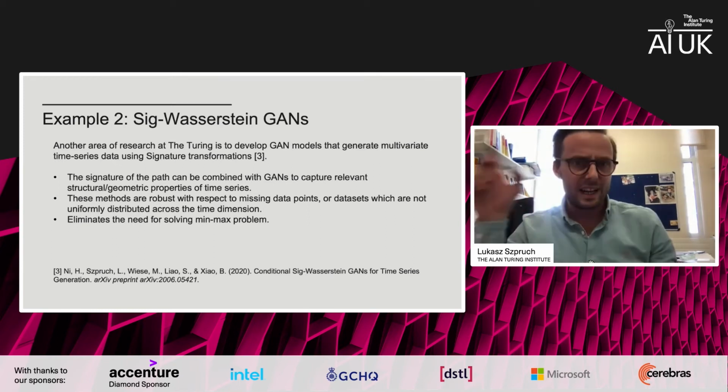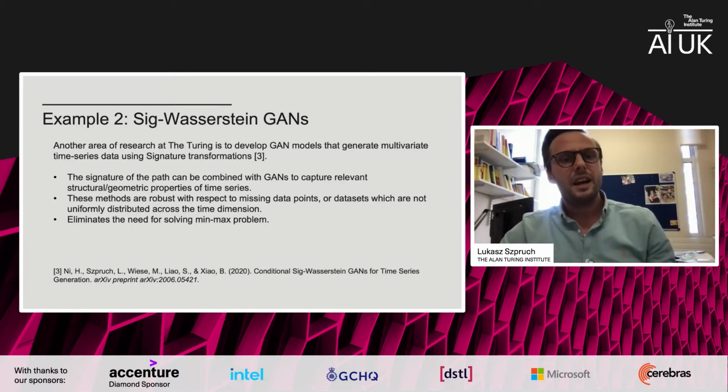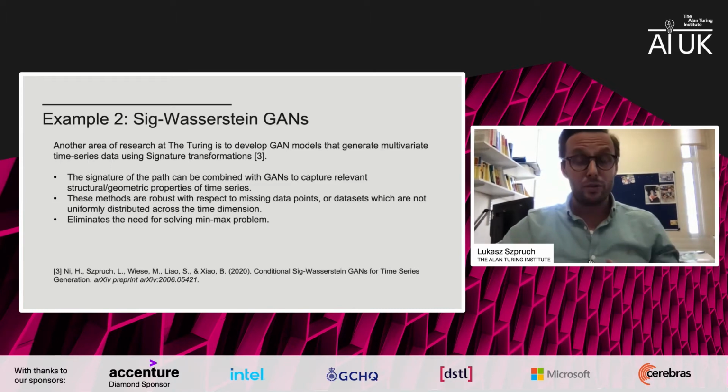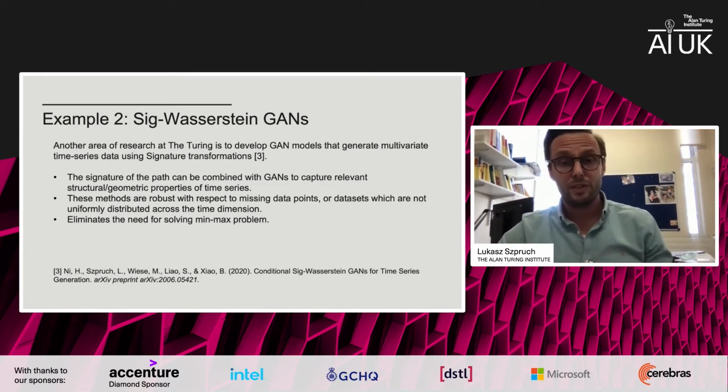And more recently, we've extended that work and demonstrated, by bringing some mathematical tools, that the training of those GAN models can be significantly improved. When training GANs, there is a challenge where we need to solve a difficult optimization min-max problem, and they're really hard to tune. We've managed to combine this with so-called signature methods that reduce the min-max problem to supervised learning. And through that, we get really good results.